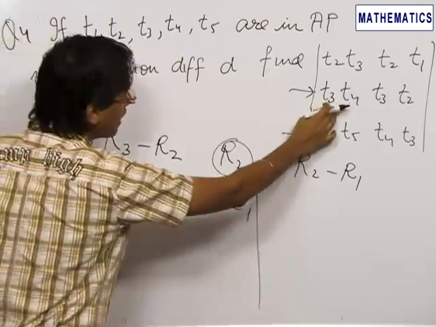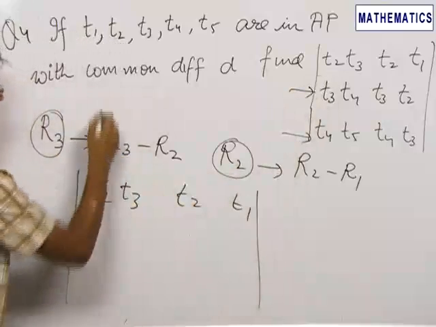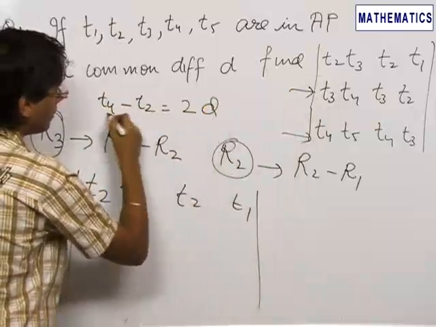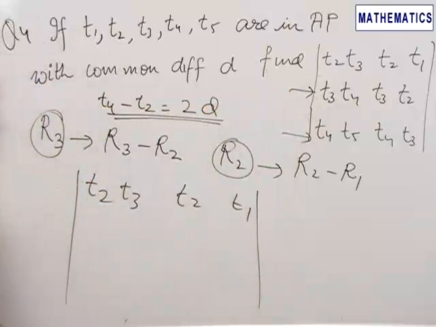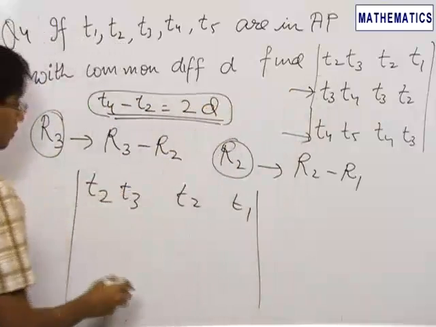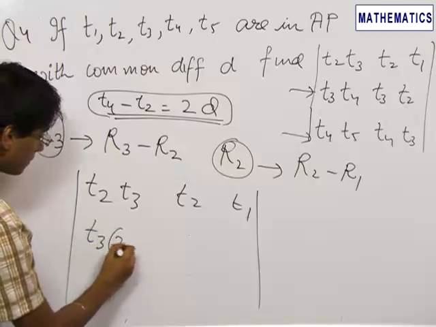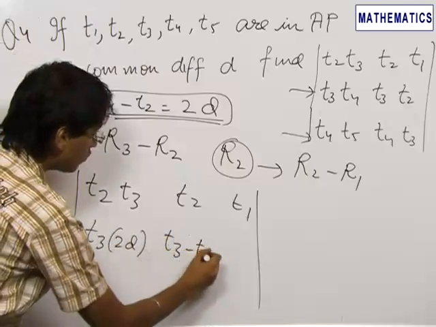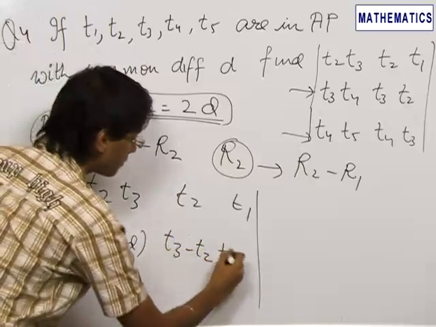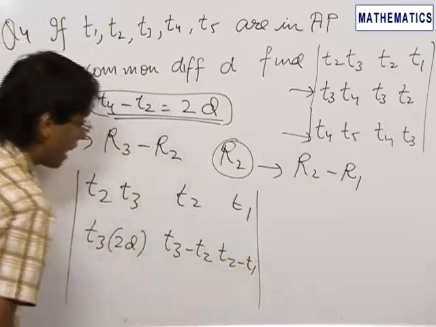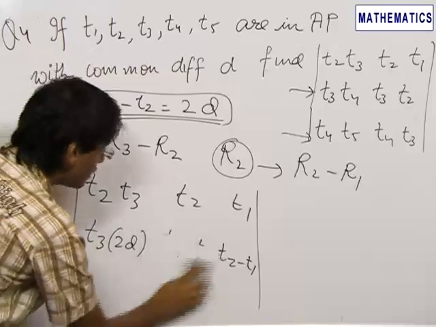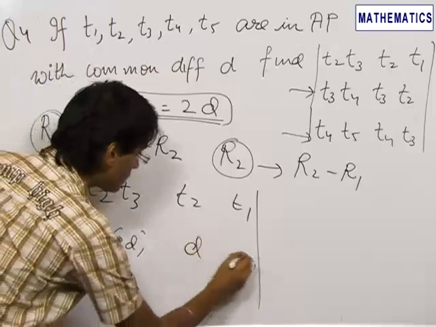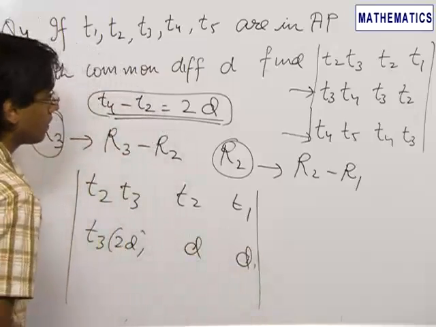This becomes T3 times T4 minus T2, and we know that T4 minus T2 is 2D. So this becomes T3 times 2D, this becomes T3 minus T2, and this becomes T2 minus T1. And we know that T3 minus T2 is D and T2 minus T1 is also D. So this becomes D and D.